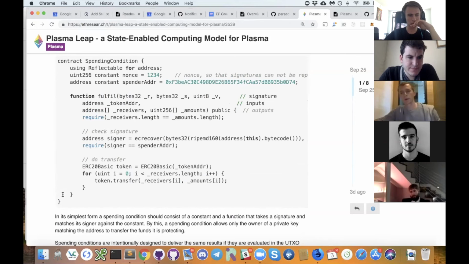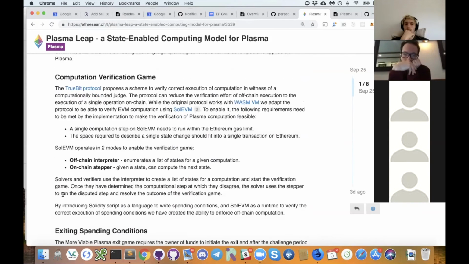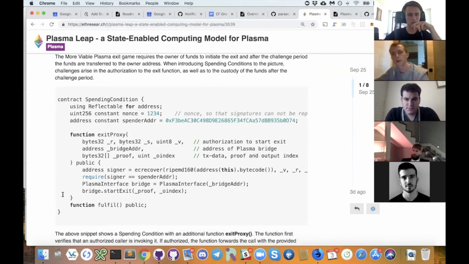What can we do that way? The interesting thing is, let's assume we have interactive computation verification games, then we can make sure that state transitions are correct from one output to the next output, right? But the really difficult thing is if you want to exit such a thing. So what do you do?